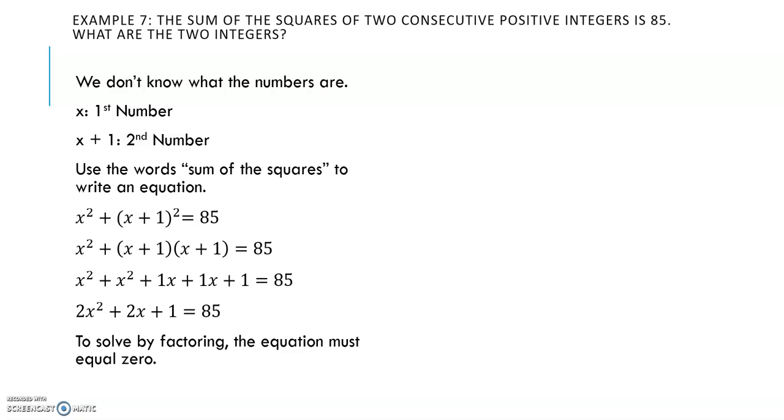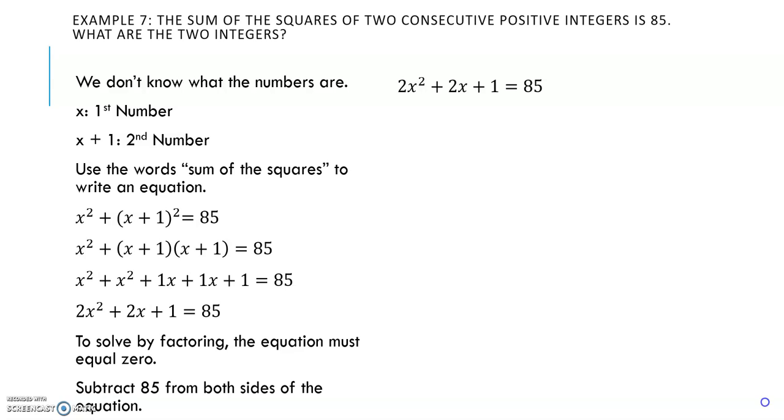To solve by factoring, the equation must equal 0. Subtract 85 from both sides of the equation. 2x squared plus 2x plus 1 equals 85. Subtracting 85 from both sides, 2x squared plus 2x minus 84 equals 0. Factor out a 2. 2 times (x squared plus x minus 42) equals 0.